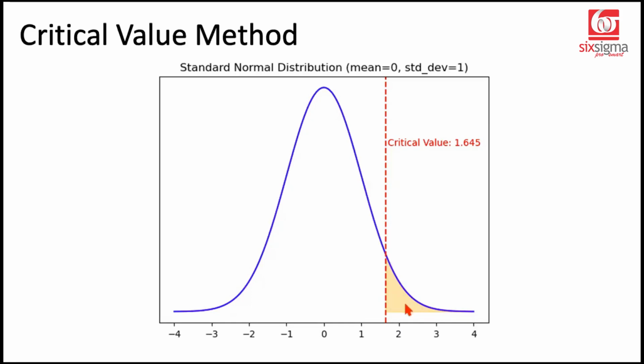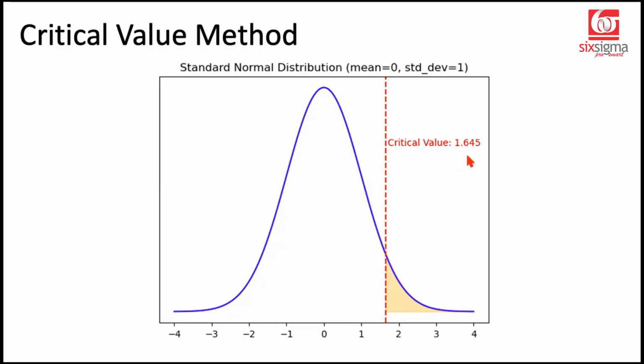It is because we are solving a greater than kind of problem. You're claiming that the new sales value is greater than the previous sales value. This is the reason we have to put the entire alpha risk on the right tail. The borderline for this alpha region is the critical value. So this shaded region is alpha, and this dotted red line is the critical value.